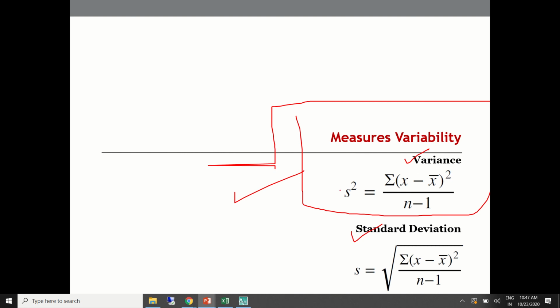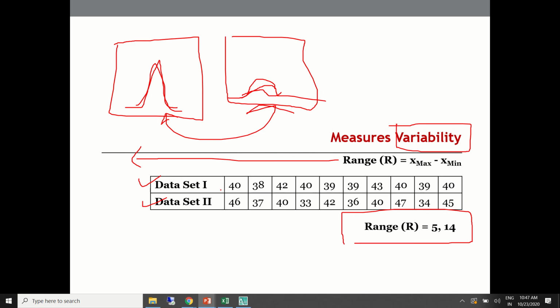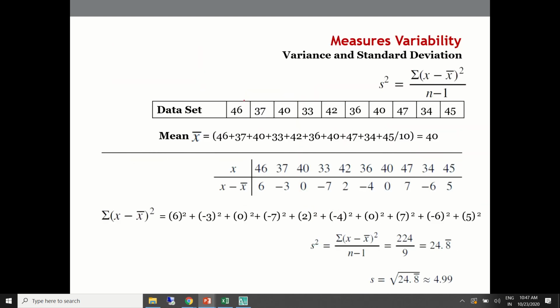How do we calculate variance? Variance is calculated by a formula: summation of (x minus mean value) squared, divided by n minus 1. So I have some worked out examples. We should keep this in mind. For example, let us say we have a data set, the same data set that we used here. We have a data set which says some number, let's say age. So we have this number.